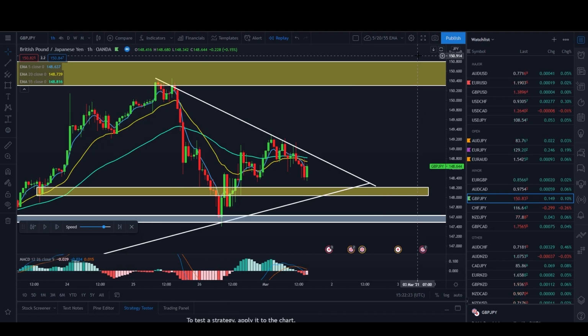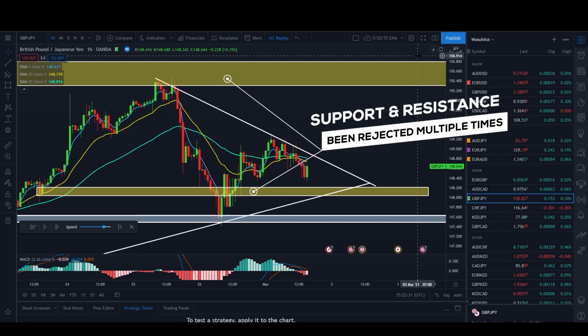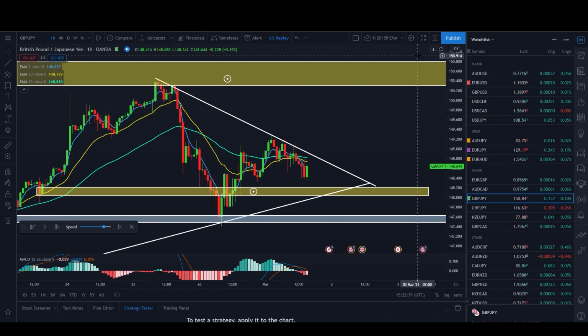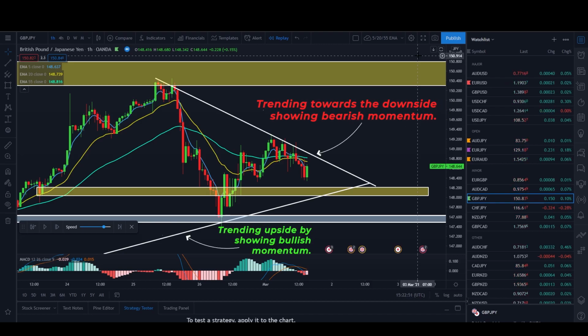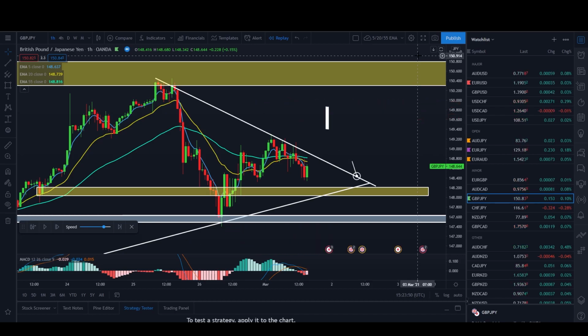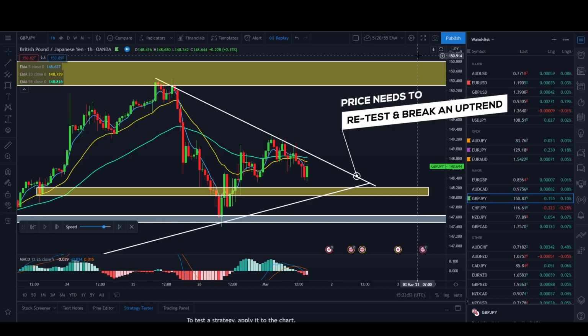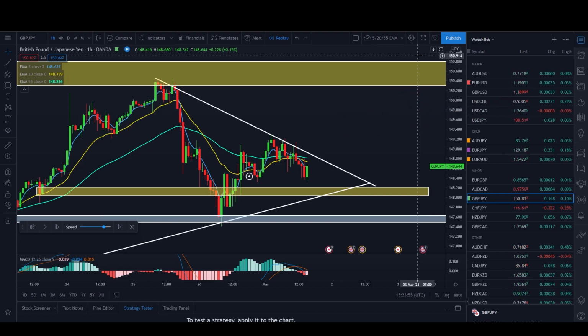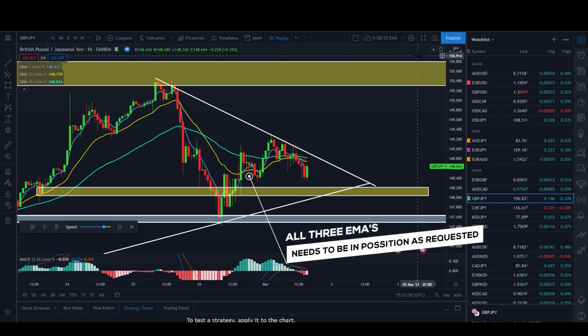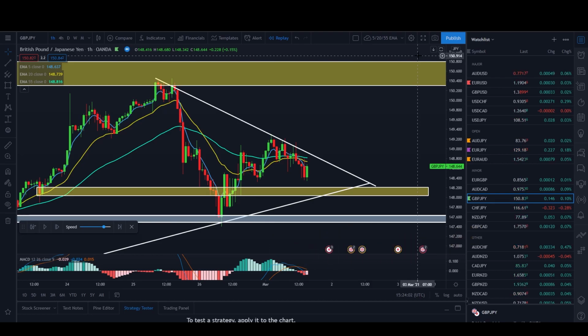So the first example is for a buy trade on the GBP JPY 1 hour chart. I have identified horizontal areas of sensitivity because of the multiple rejections, clearly showing that every time the price was in contact with a support, it moved towards the upside. We can also spot a squeeze pattern formed by an uptrend and a downtrend merging into one point. So what we are waiting for is the break of our uptrend, and for the exponential moving averages to be in place as the buy trade criteria is asking for.